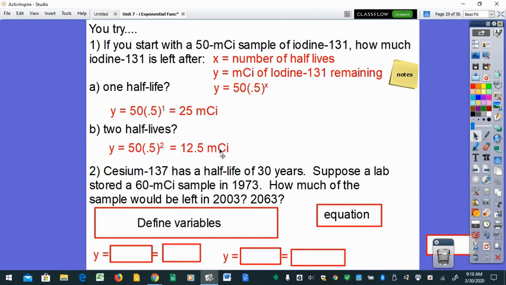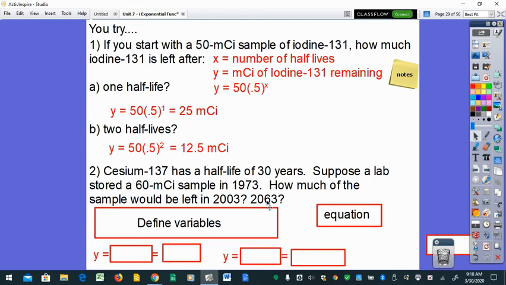Cesium-137 has a half-life of 30 years. Suppose a lab stored a 60 millicurie sample back in 1973. How much of the sample would be left in 2003 and 2063? How about if you pause the video and see if you can set that one up?